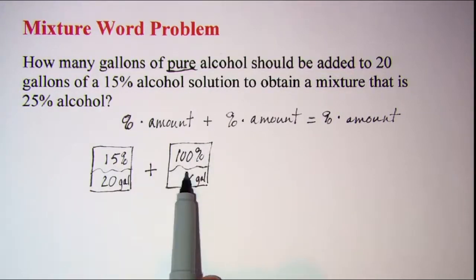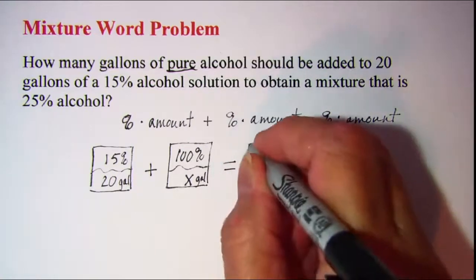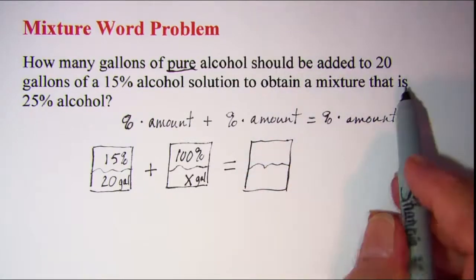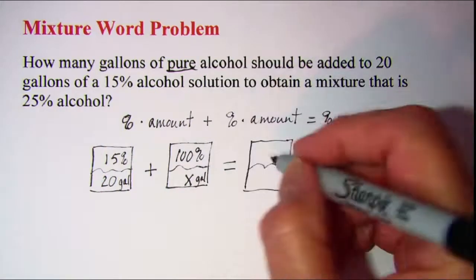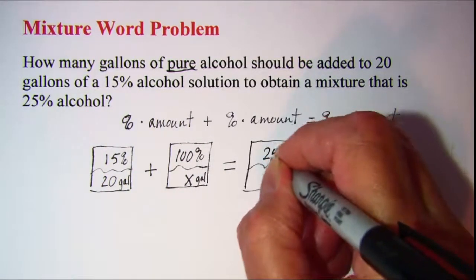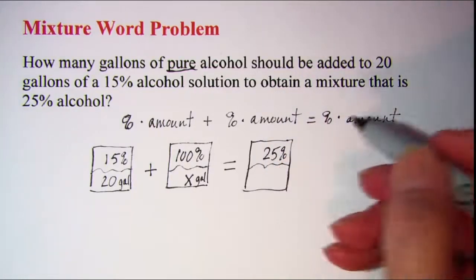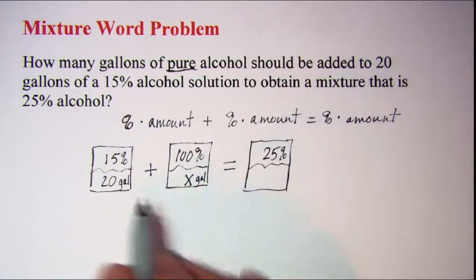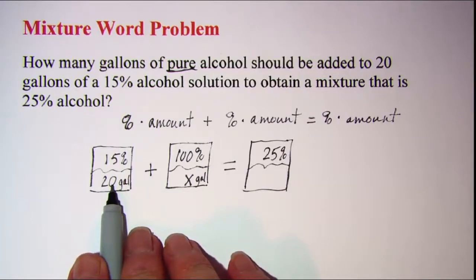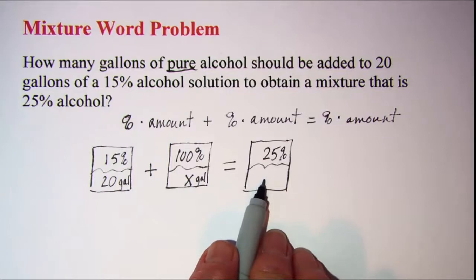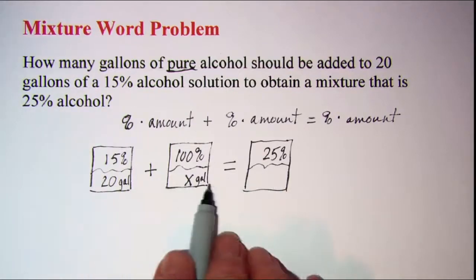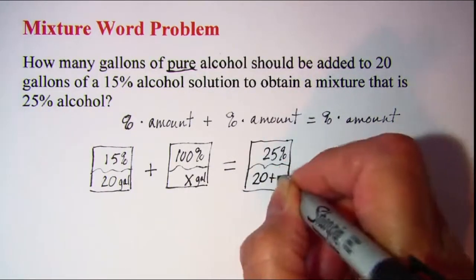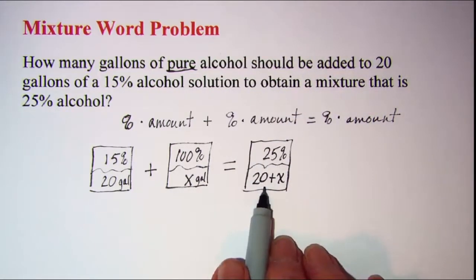And I'm going to add these two together to obtain another mixture that is 25% alcohol. So my percent on my final mixture is 25%. Now I don't know the amount here. You can either let this be Y, or you can say, well, if we started with 20 gallons and we added X gallons, then the final mixture must be 20 plus X. I'm going to keep this to just one variable. So 20 plus X is my final amount.